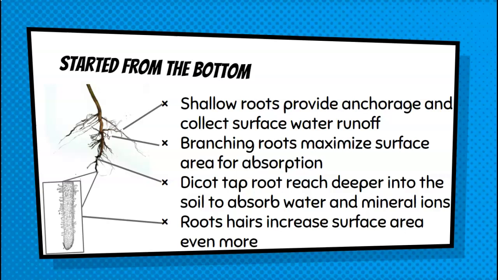So a dicot taproot is used by dicots, obviously, but also the types of plants that need really secure anchorage. So think those really big trees outside, they need that dicot root. They reach deeper, they really anchor the tree, and they absorb a ton of water and mineral ions.